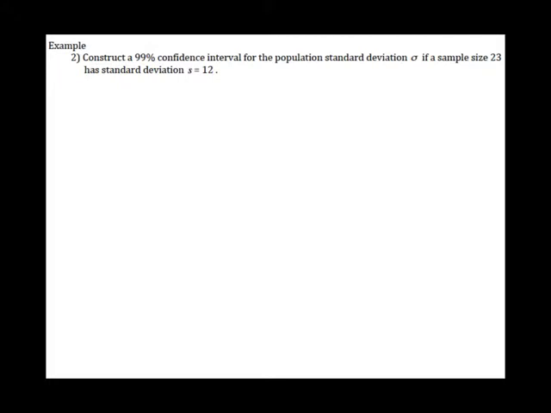Construct a 99% confidence interval for the population standard deviation if a sample of size 23 has a standard deviation equal to 12. Okay, so we have the sample size 23, and you know this is for the sample standard deviation. That will be equal to 12. Okay, first, n equal to 23. What is the degree of freedom? That will be n minus 1, right? 22.